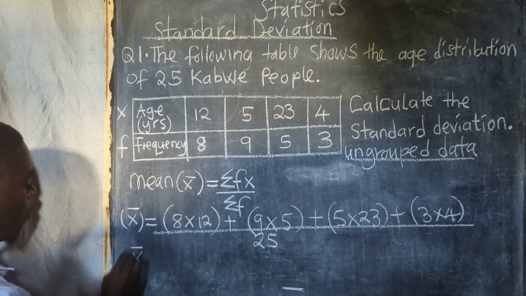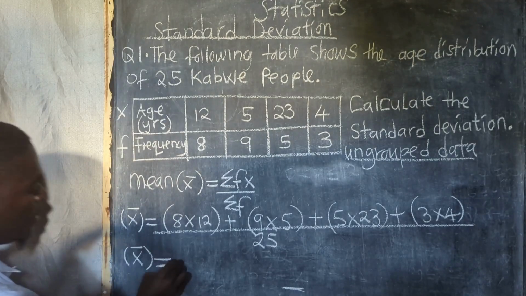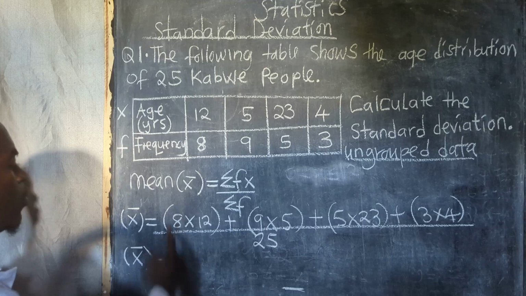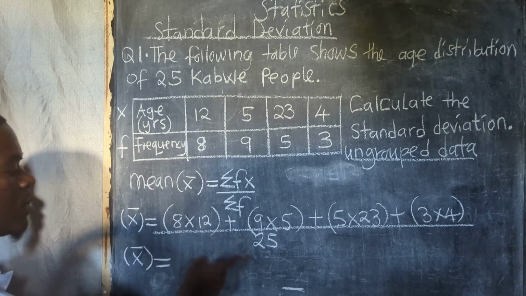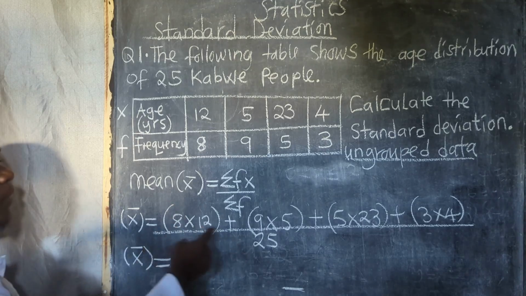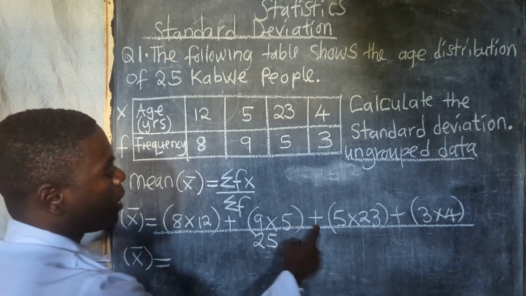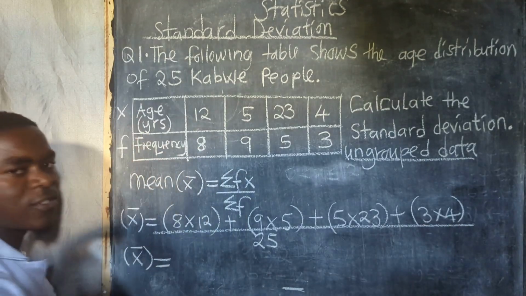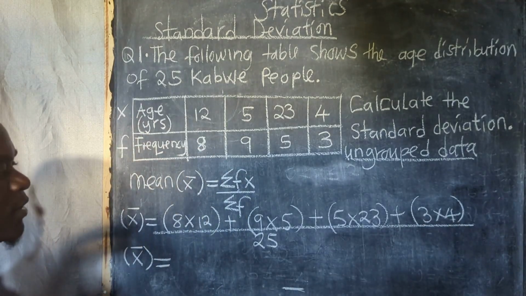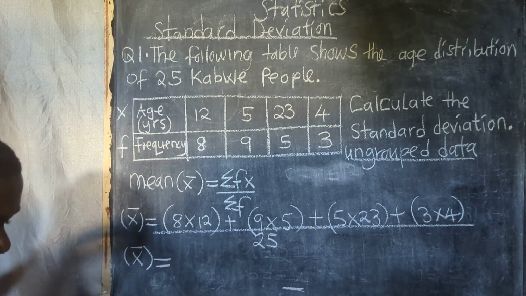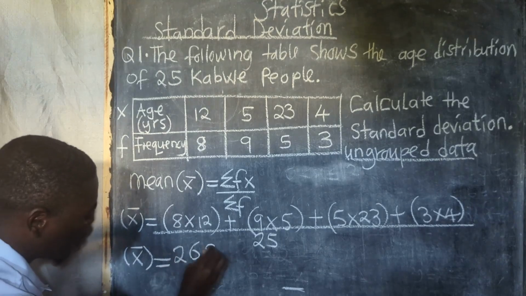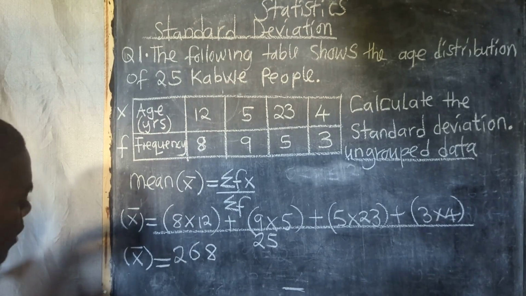So what is your mean there? On your calculator, because of time, you don't need to put brackets. Just go straight. 8 times 12 plus 9 times 5 plus 5 times 23 plus 3 times 4. You just go direct. I've calculated through this question. You calculate and agree with me. The answer that I found was 268. This is the answer that I found.